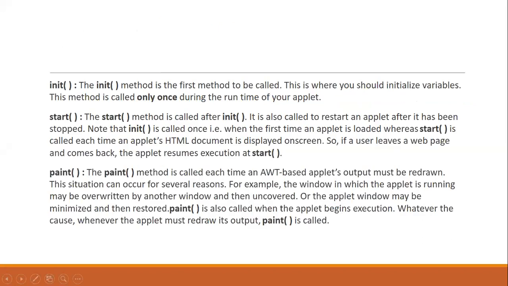Now check out in detail each and every method. So first is the init method. The init method is the first method to be called when the applet begins. This is where you should initialize all the variables. Whatever type of initialization of the variables is there, that we have to do in the init method.